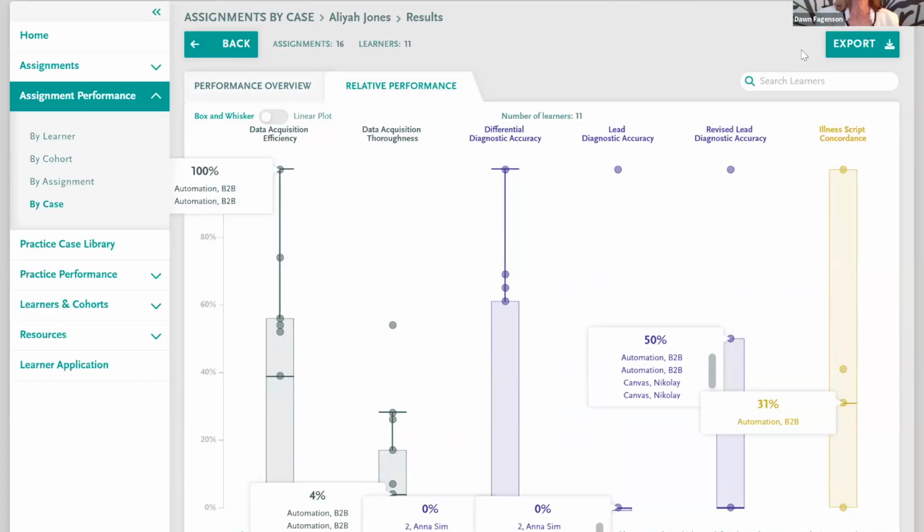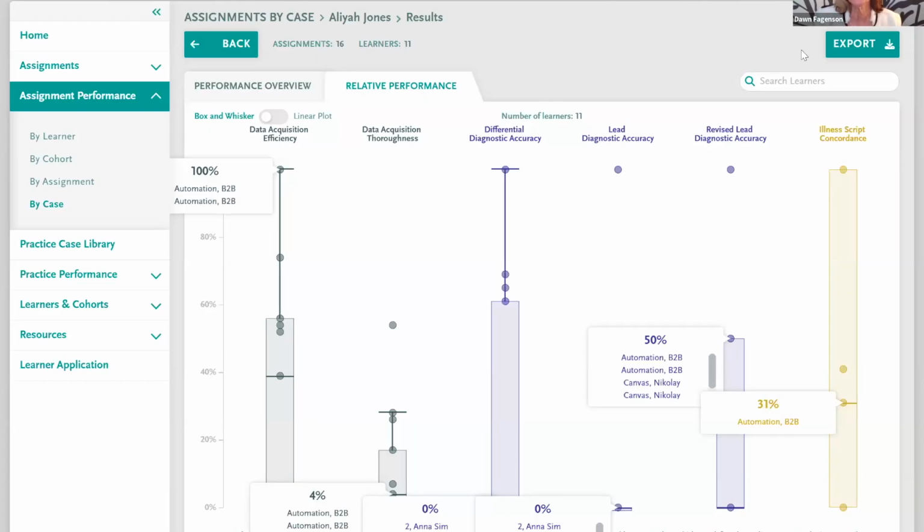what I could get is an incredible CSV file, which is going to tell me how many minutes every learner took per case. What did they write for the problem representation and triage? What did they put for their differentials in every stage of the case? What did they put for their management plan?